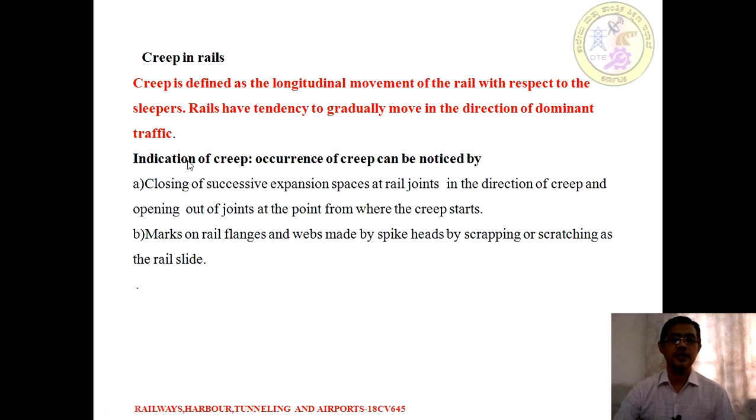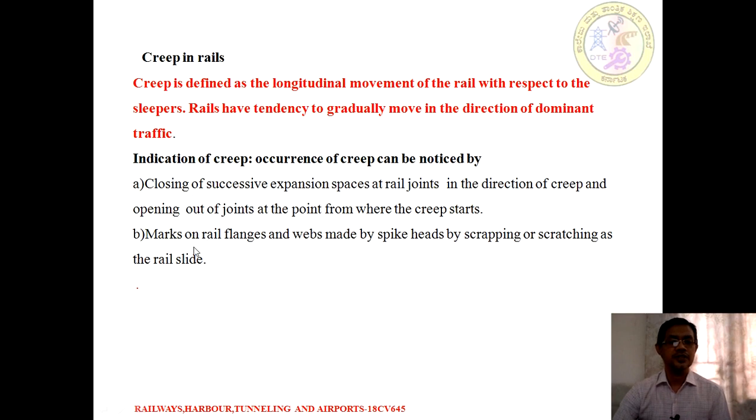Then how are we going to identify the creep? When creep occurs on the rail, it can be noticed by a successive closing of an expansion joint or a space in the direction of the creep. It means if it is in the forward direction, that is the up direction, there will be a successive closure of the rail joints in that direction, and also the opening out of the point where creep is starting. So that is an indication.